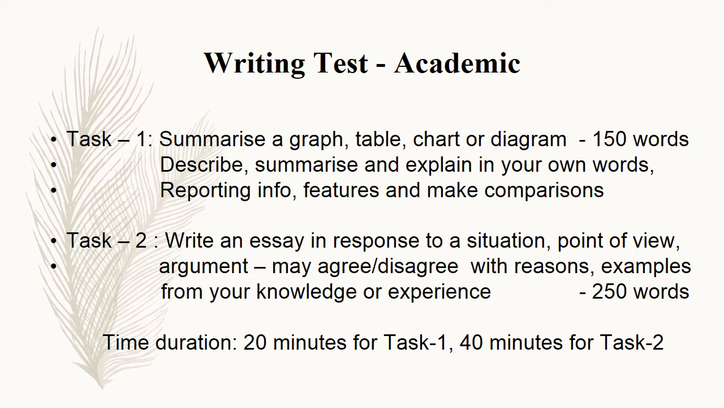In the academic category, there are two tasks. Task one: summarize a graph, table, chart or a diagram. You will be provided with a graph, table, chart or diagram with a certain description, and you need to describe it, summarize and explain in your own words and report information, features and make comparisons. All of this needs to be completed in 150 words in Task 1.